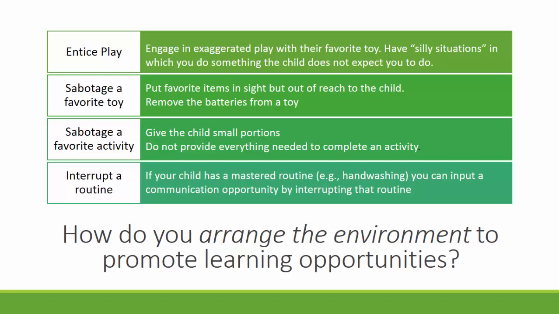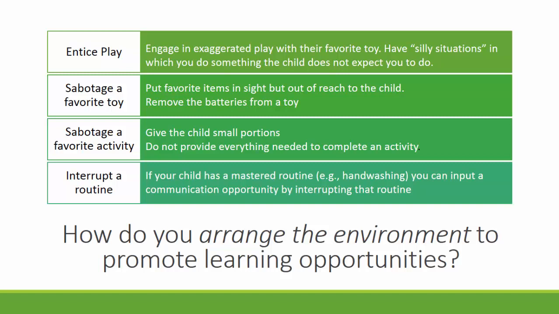Enticing play means that you begin playing with a toy or game in front of your child. For example, you could play with your child's favorite toy spinner while he or she is in the room. Sabotaging a favorite toy or activity includes putting your child's favorite item in sight but out of reach. You could also remove batteries from the item, or you could give them part of the item but not all of it. For example, if your child is putting together a puzzle, you might only give them one piece at a time so that they can continue to request the pieces to the puzzle.